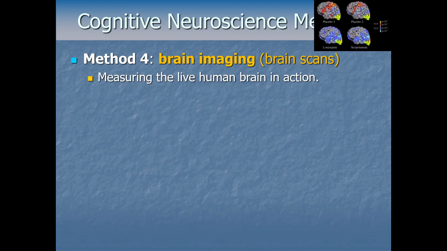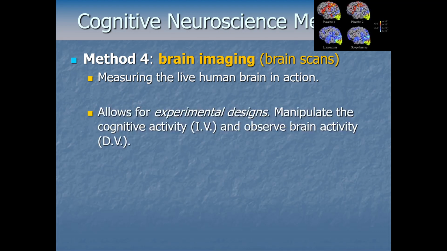Meanwhile, though, most cognitive neuroscience done by cognitive psychologists doesn't use animal models, nor does it use people with brain damage, but rather uses brain imaging. In other words, brain scans to measure a perfectly healthy living human brain in action. Now, a big benefit here is that this allows for at least some kinds of genuinely experimental research designs where we manipulate the cognitive activity that the person is performing, that's our independent variable, and then we observe which brain regions become more active or less active as a result.